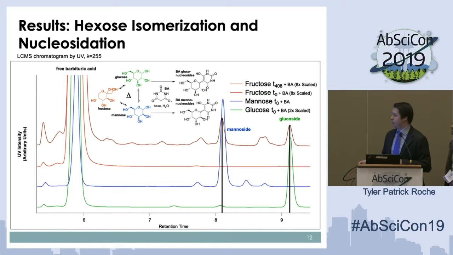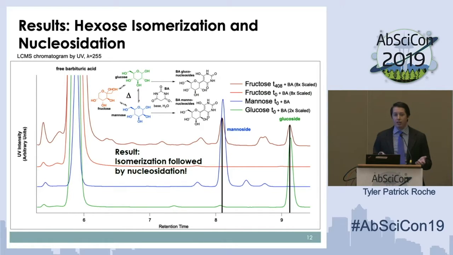So you can see that there's a large peak here that represents a glucoside or a glucose nucleoside, and there's a large peak here that represents a mannoside or a mannose nucleoside. And when I incubate fructose for 408 hours, you can see it go from having no nucleoside peaks to having large mannose and glucoside peaks. So this, again, to me indicates that when you have these ketose sugars and you let them incubate over time, they can interconvert into the different aldose isomers, and those can then react with nucleosides or with nucleobases to form nucleosides.